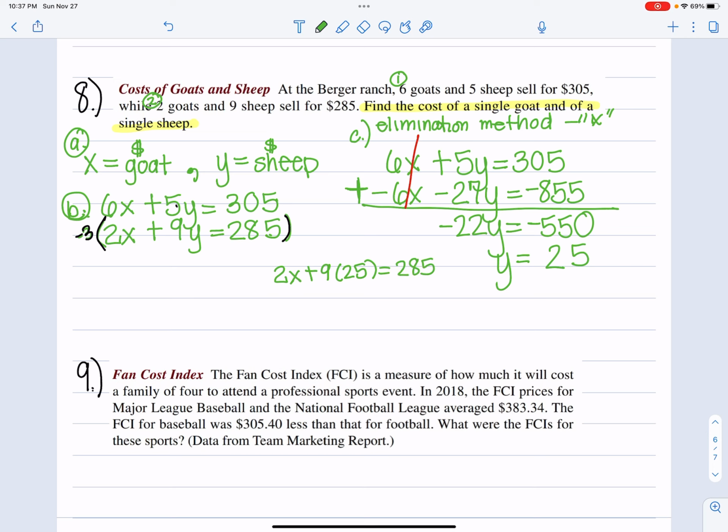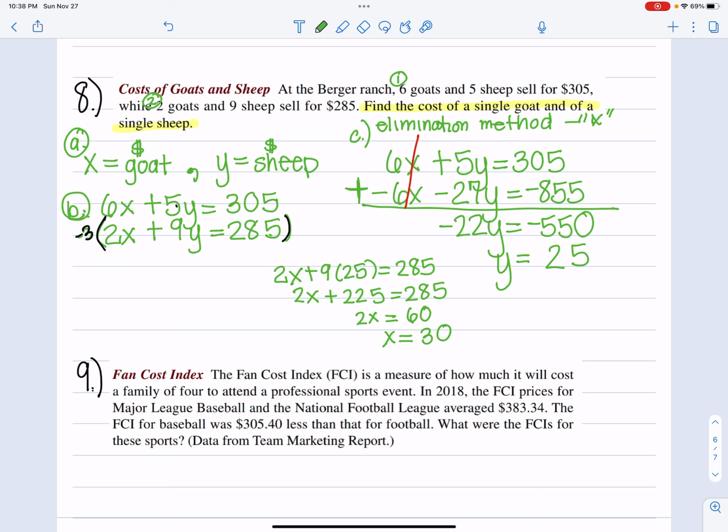All right. So I have 2x plus 225 equals 285 right here. And then when I subtract, first thing I subtract 225, I get 2x equals 60, right? Next thing is divide by 2, x equals 30. So we have both x and y. Is everybody with me? We have both x and y.